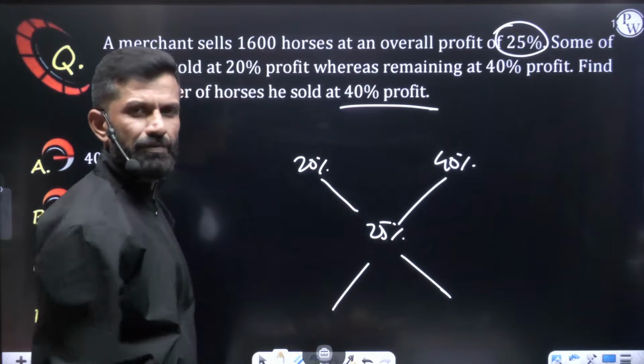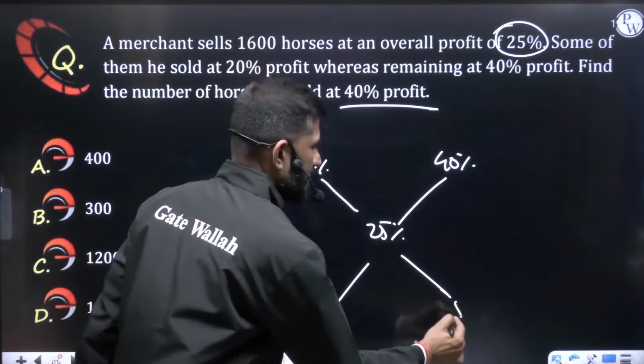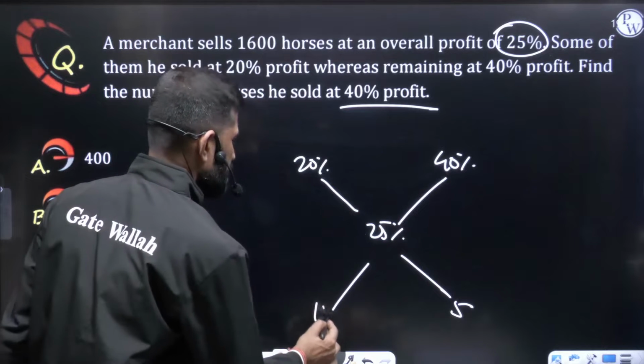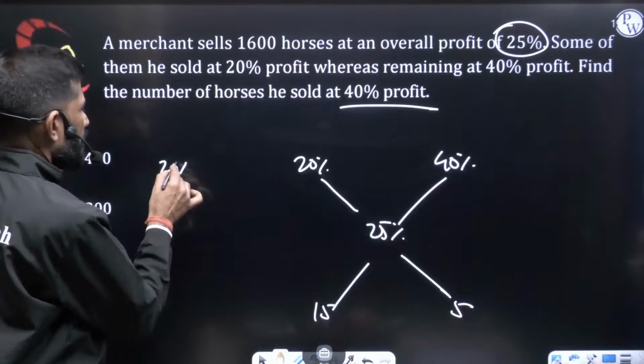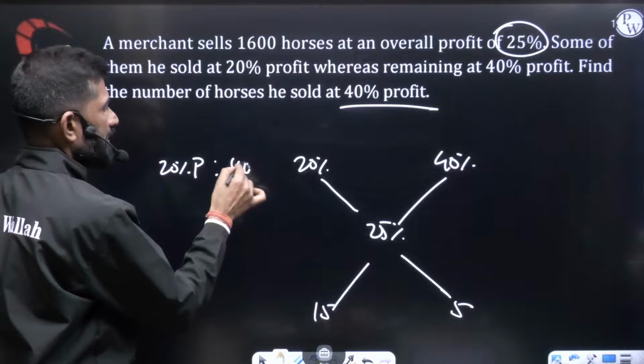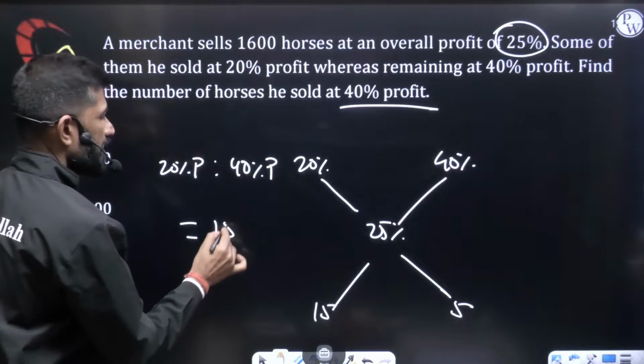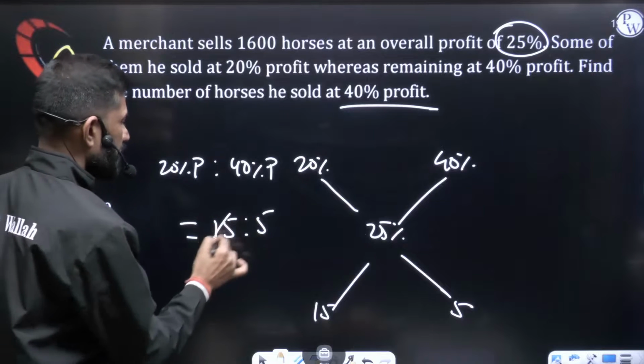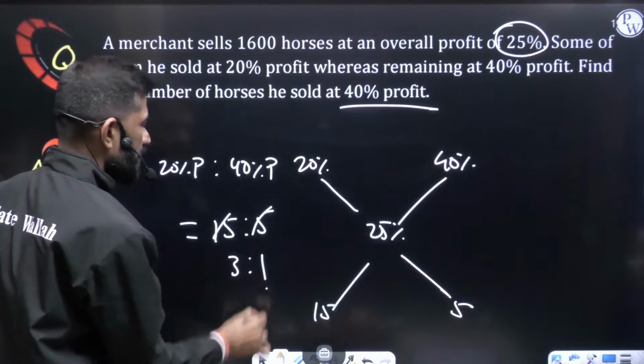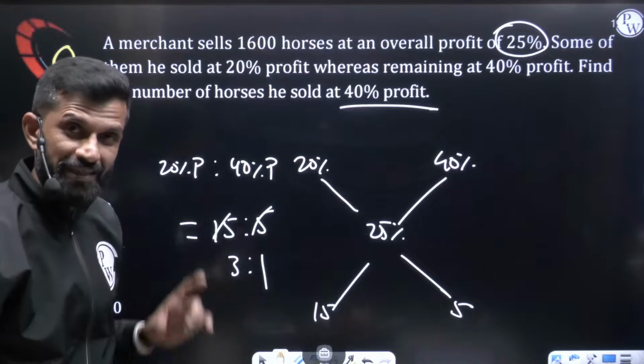Difference on both sides will be the ratio. 25 minus 20 is 5. 40 minus 25 is 15. So 20% profit is to 40% profit, this is 20, this is 40, it is in the ratio of 15:5, which you can cancel and say a 3:1 ratio. This is the ratio.